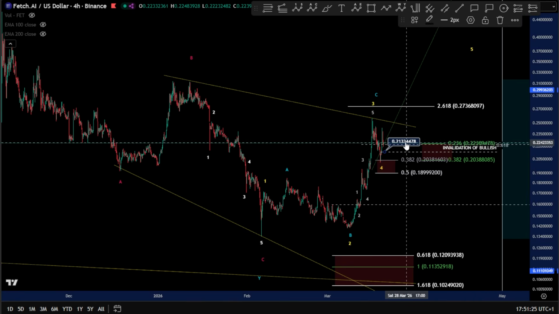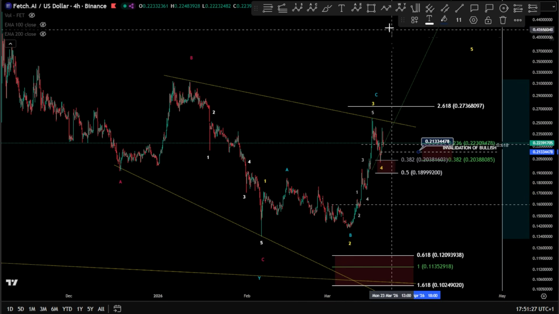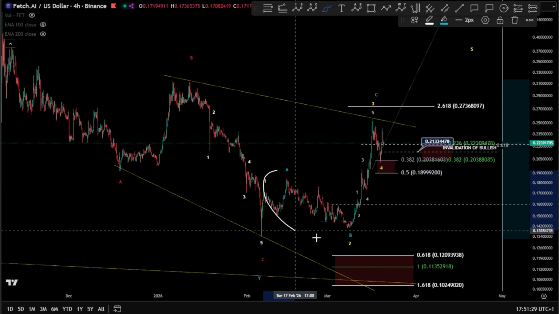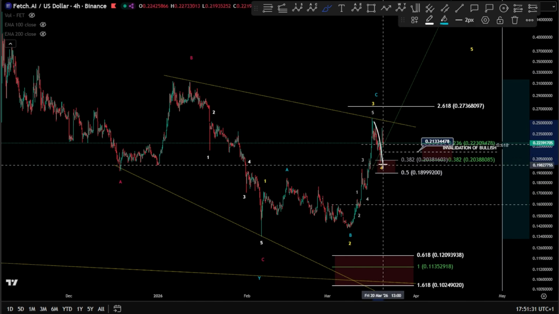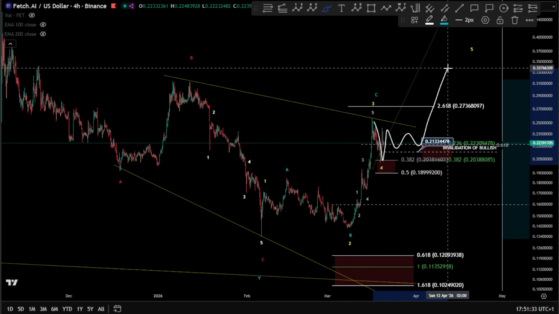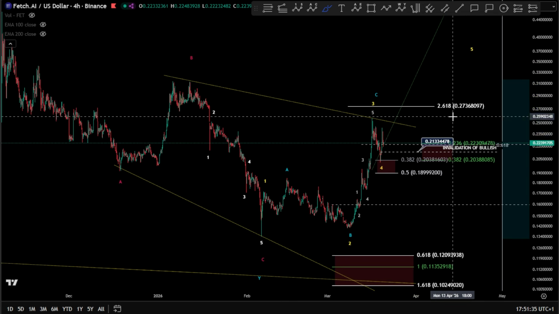even longer in time, guys. So I'm expecting some longer time here, since the wave 2 of course is very long, very likely even to be in a triangle here for FET before we push for a wave 5. Yep, so this is regarding FET, guys.